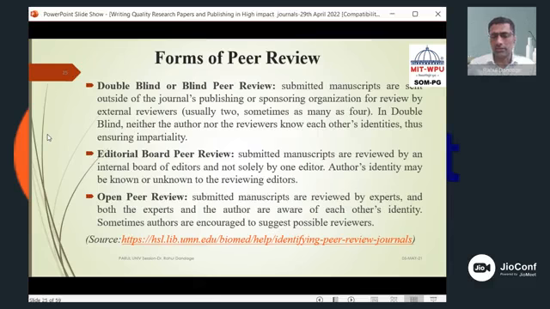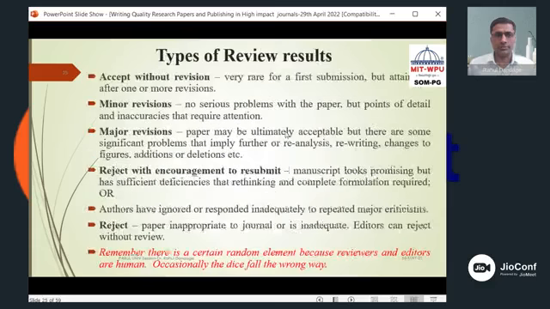And some journals may prefer open peer review, wherein the experts or the reviewers will know whose paper it is. It will be a completely transparent process. The authors will understand to whom their paper has gone for review, and reviewers will understand who the author of this particular paper is. But normally double blind is the most preferred way of reviewing papers, because it avoids bias and any prejudice in the review process.